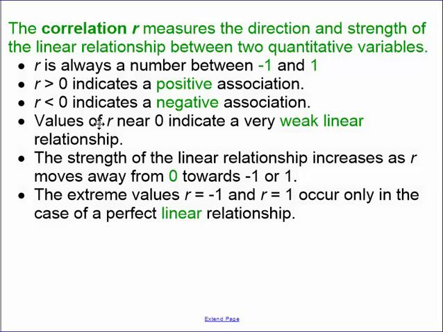Values of R that are close to 0 are going to be very weak linear relationships. So the closer it is to 0, it's going to look like just a random cloud of data, just random scatter across our canvas. The strength, as it moves closer towards either end, becomes a lot easier to judge and assess, and then extreme values only occur in kind of perfect linear relationships.